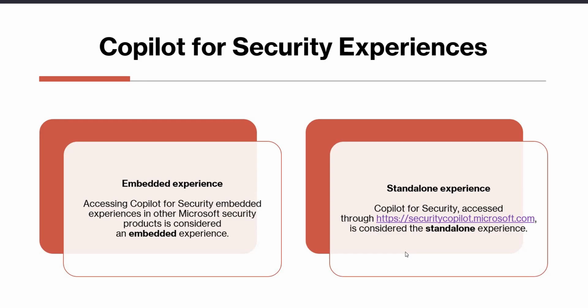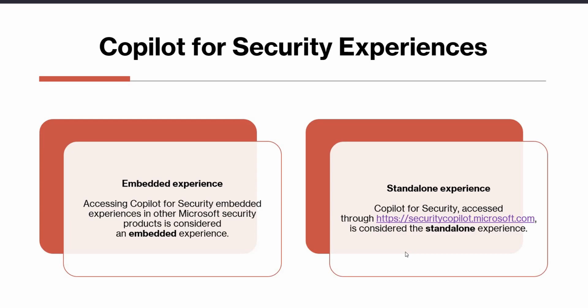So this slide is very important because it highlights how we can interact with Copilot for Security. What are the different modes of interaction or the experiences which Copilot has to offer to us, right? One is the embedded experience, which the name itself indicates: accessing Copilot for Security in other Microsoft security products. So, for example, the one which we just saw, the other Microsoft security products like XDR, Entra, Intune. If we are accessing Copilot for Security within their portal, then it is referred to as an embedded experience, right?